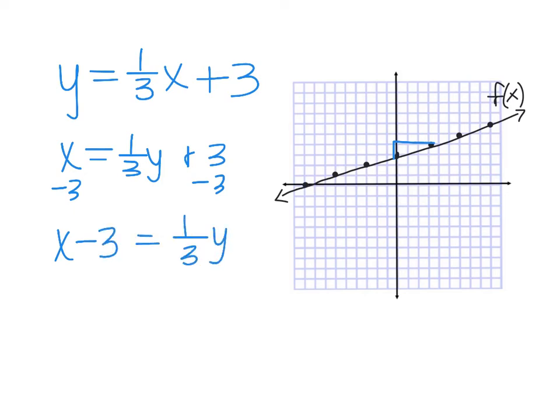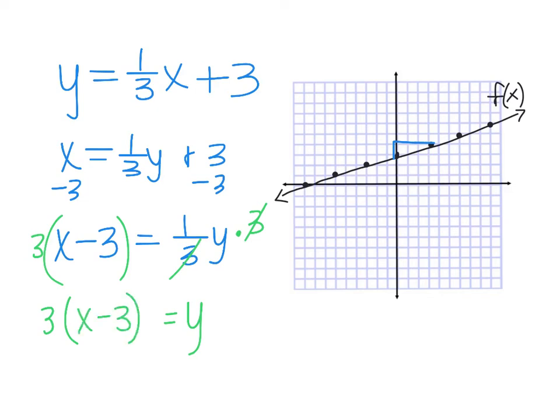Now, this is one I wanted to show you guys. If you get to something like this, I can actually times this side by 3. Those 3's will cancel. And then I need to times this whole thing over here by 3. So I'm left with y equals 3, parentheses, x minus 3. Now if I multiply that out, I'm left with y equals 3x minus 9.